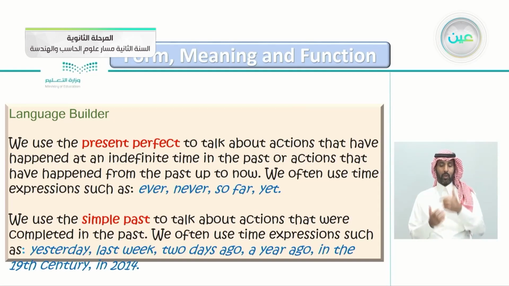Another language builder here: we use the present perfect to talk about actions that have happened at an indefinite time in the past, or actions that have happened from the past until now. We often use time expressions such as ever, never, so far, or yet. We also use the simple past to talk about actions that were completed in the past, actions that are done. We often use time expressions such as yesterday, last week, two days ago, a year ago, in the 19th century, in 2014, and so on.